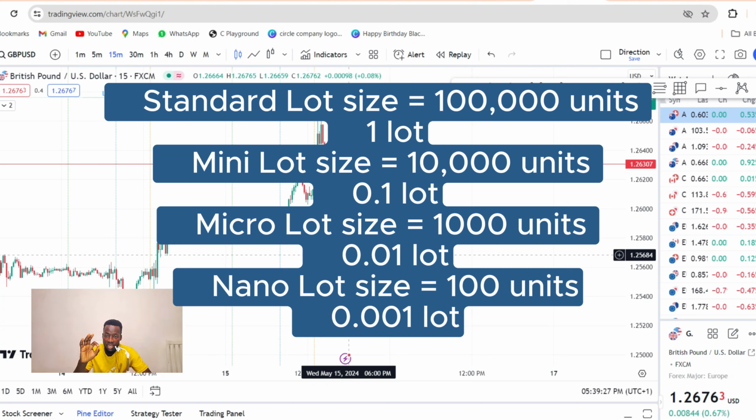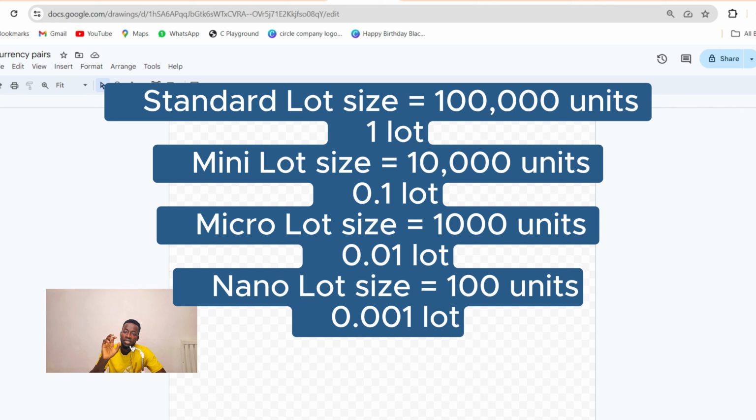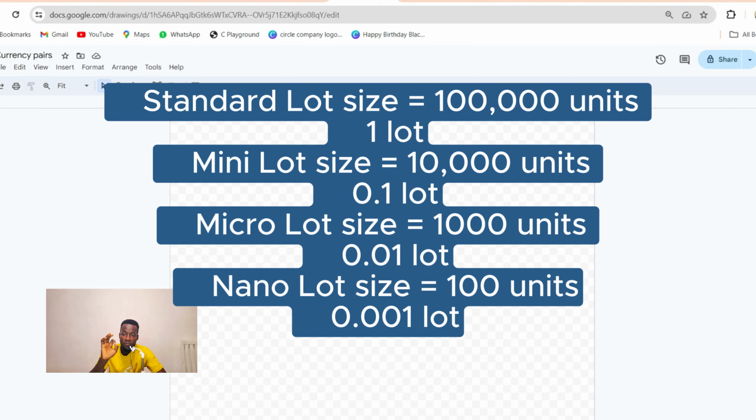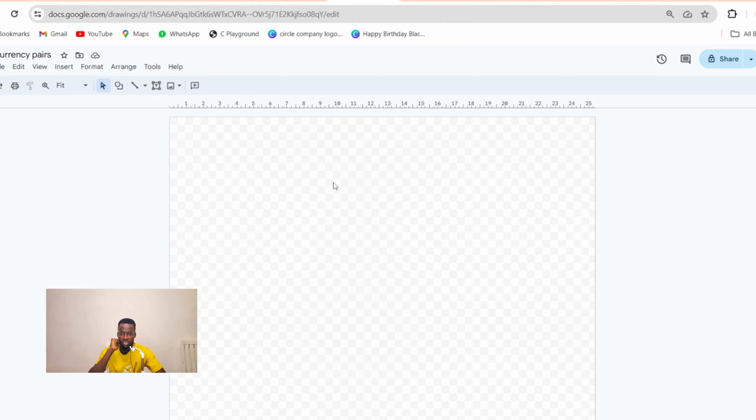So a standard lot size is 1, which represents 100,000 units of the base currency, and a mini lot size is 0.1, which represents 10,000 units of the base currency. A micro lot is 0.01, which represents 1,000 units of the base currency, and the nano lot size is 0.001, which represents 100 units of the base currency. Let's get to the screen and see what I'm talking about.